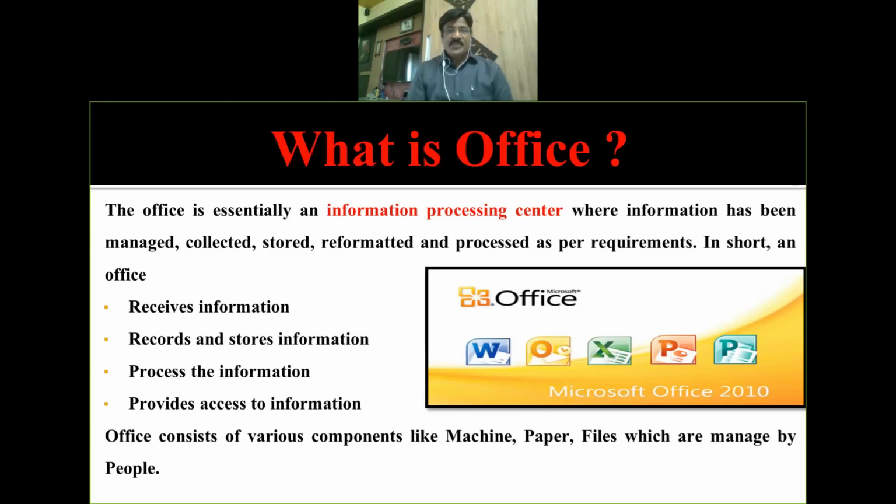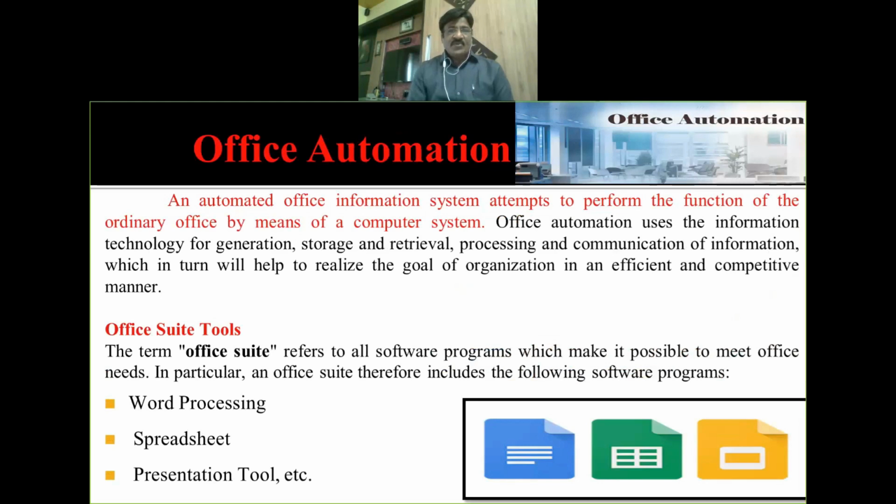Office is an information processing center where the information is managed, collected, stored, reformatted, and processed as per the requirement. Basically, Office consists of various components like machines and paper files, which are managed by various people according to the hierarchy in the Office. Now, what is Office automation? An automation system that performs all the functions of the ordinary Office by means of a computer system. And the Office suite refers to all the software programs which make it possible to meet the Office needs.